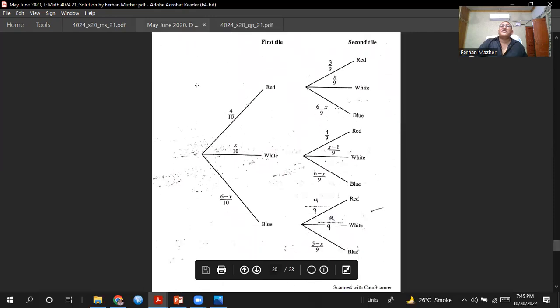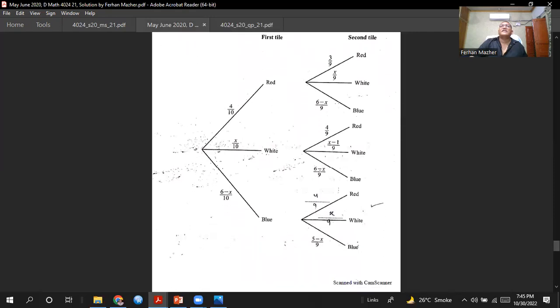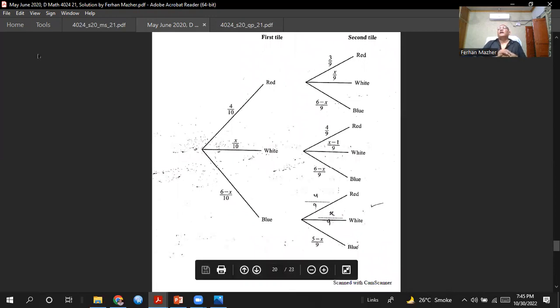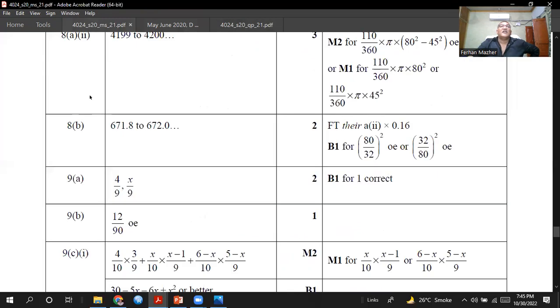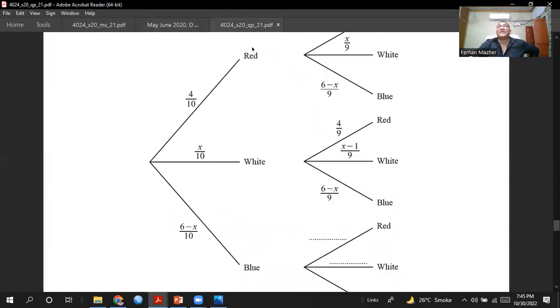We have to complete the tree diagram. You can see these are the 2 values which we have to put there. So this is showing up on your screen. Hopefully you understand. Let's go to the next part. Let's check: 4 by 9, x by 9. So our answer is also 4 by 9, x by 9.